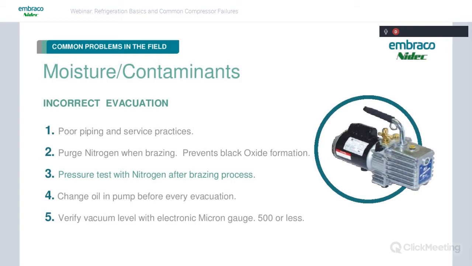I want to change the oil in that vacuum pump before every evacuation. A vacuum pump is not able to pull a good vacuum if it's got dirty, moisture-laden oil in it. It's not going to be able to really get a good vacuum on that system. We really need to verify that vacuum level with an electronic micron gauge. We want to see 500 microns or less and pull it for 20 to 30 minutes at that. That should ensure that you're getting all the moisture out of there.